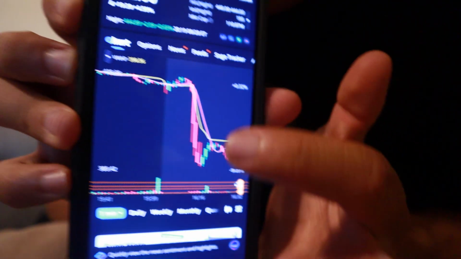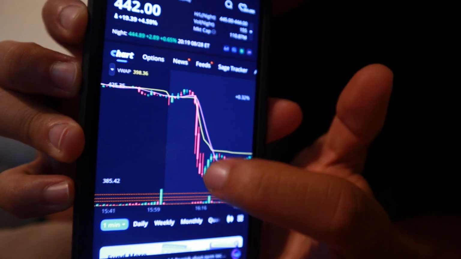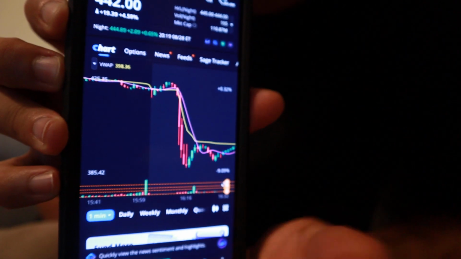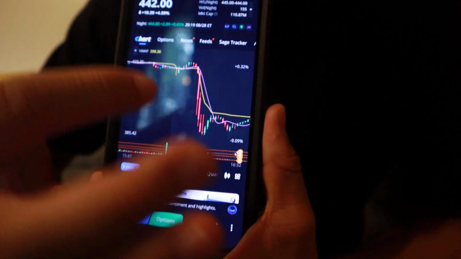During this initial sell-off here, right? Let's say you saw a move like this during market hours. Let's say you could trade this move and you were in this trade, or you were watching it.